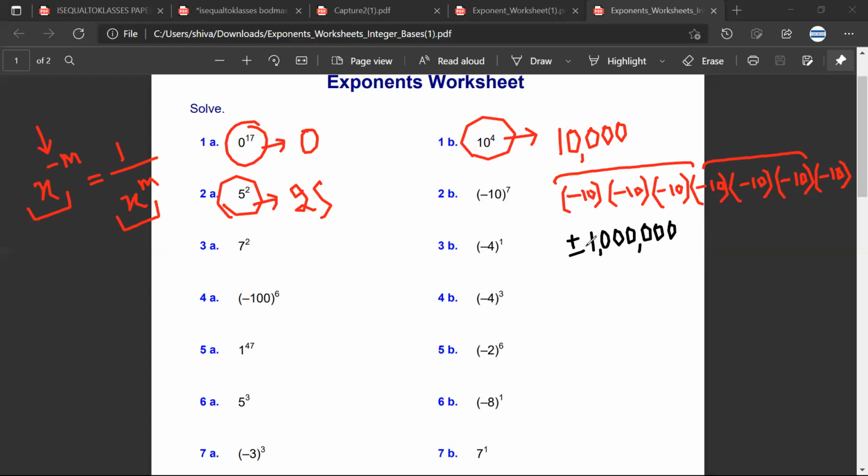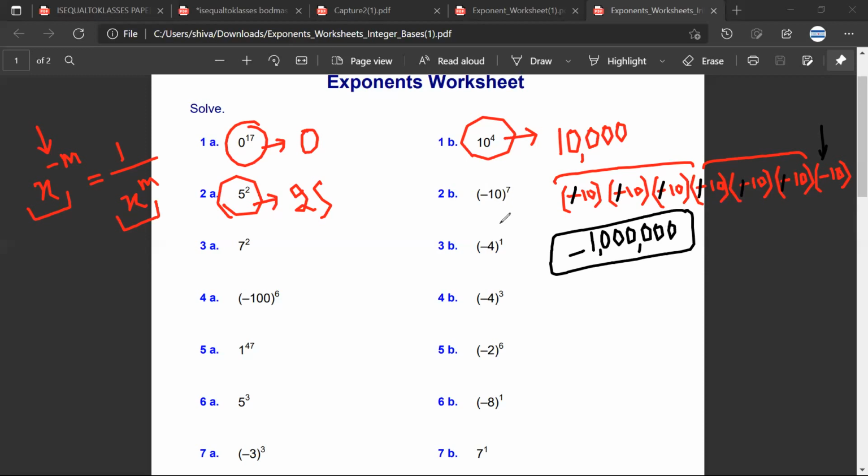So minus. Why it should be minus? See, this minus and this minus will cancel. This minus and this minus will cancel. This minus and this minus will cancel. This minus will remain. And that is why the answer is minus 1 million. Any doubt, Mr. Sarthak? No, sir.